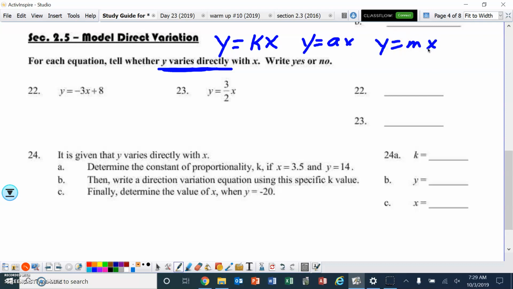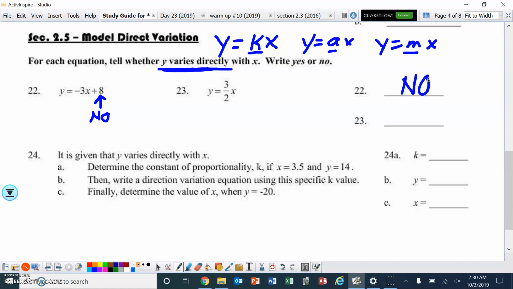Okay, there is an intercept, but remember it is 0. So all of these are the same thing, it's just using different letters. All right, so looking at 22, we have an intercept of 8. That tells us it is not going through the origin, so no. Because of that 8, it is not a direct variation.